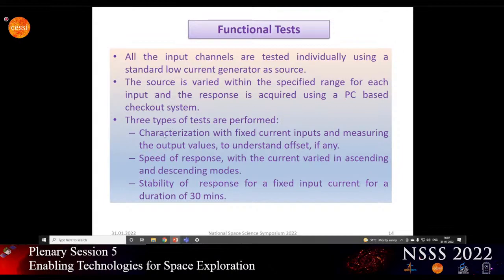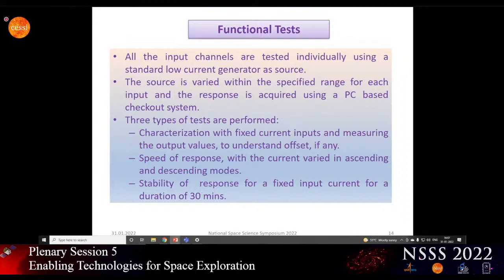The first is for the characterization of the electronics, wherein fixed input currents are given, and the output values are measured and tallied to find if there is any offset. And the speed of response of the total system, wherein the current is varied in a very fast manner in ascending and descending modes, encompassing the total range required. And a stability test to see whether there is any offset creeping in within a duration of 30 minutes. This is also done for 3-4 ranges.